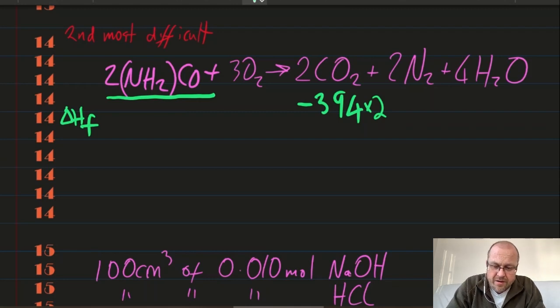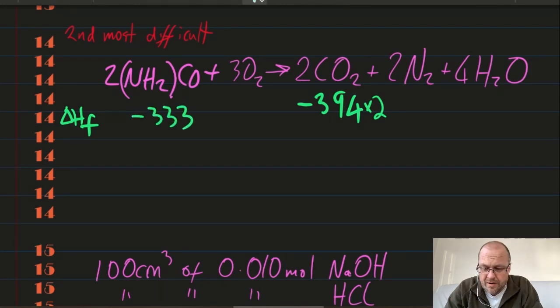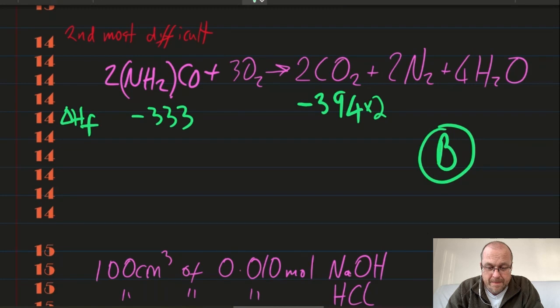Okay, let me try with the urea. The urea is minus 333. Products minus reactants, so there should be a plus 333 in the answer. And so the plus 333 is in B. So I think 14 is B. Yes, that's some seat of the pants stuff there. Is this SL? Yeah, okay.